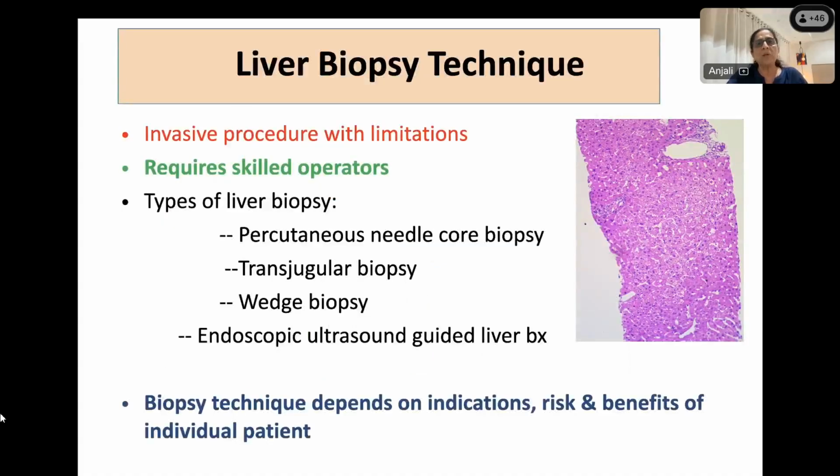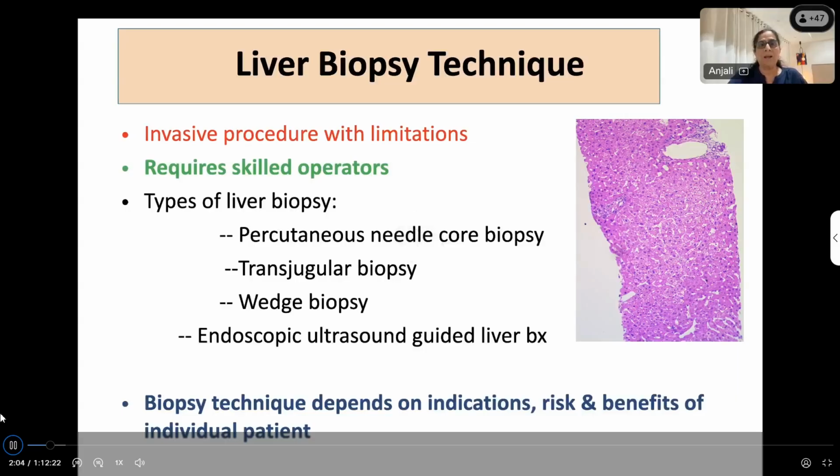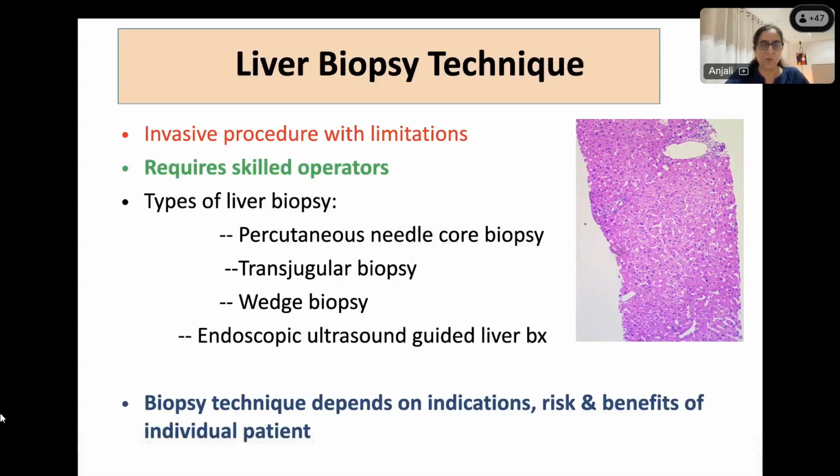Now coming to liver biopsy techniques. Liver biopsy is an invasive procedure and it has its own limitations. It is not a biopsy like an endoscopic biopsy. The pathologists say repeat the biopsy, but it is difficult to re-biopsy the liver. So it is an invasive procedure. It carries its own risk of abdominal pain and hemorrhage, though it is very, very less, in 0.5% of patients, but it is an invasive procedure.